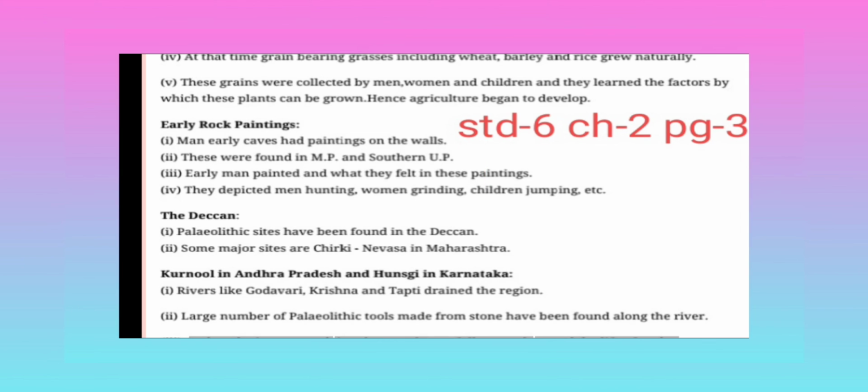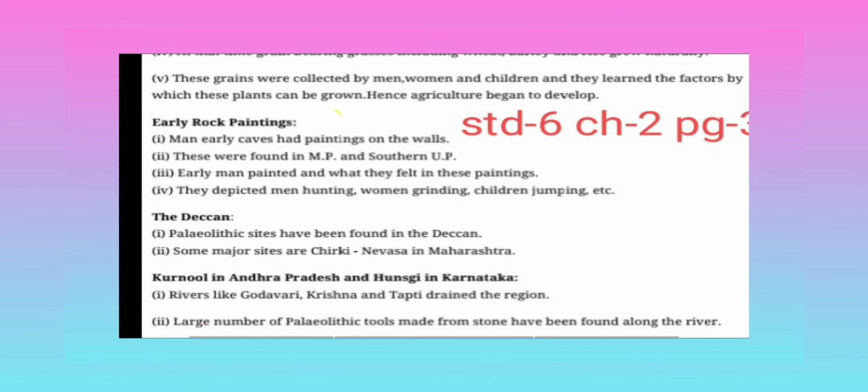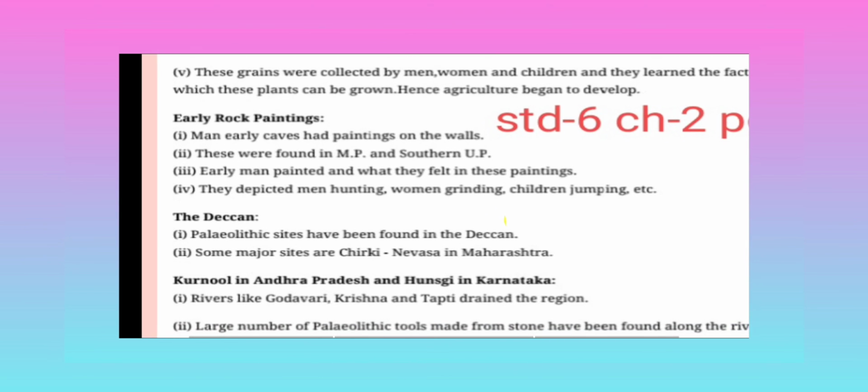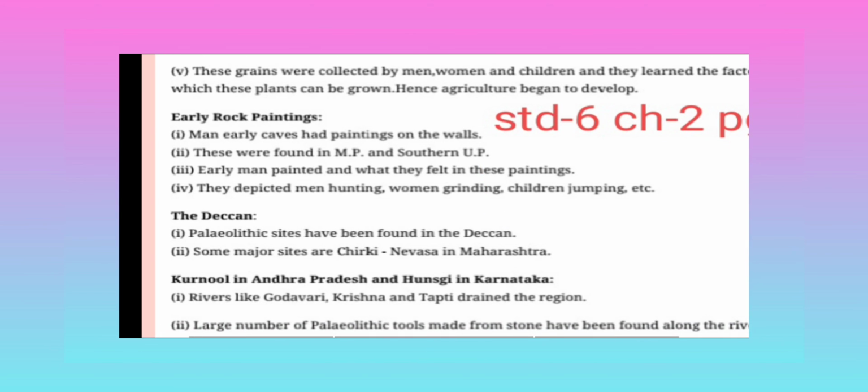Early rock paintings. We have seen the rock paintings and pictures of the wall paintings from the Bhimbetka caves, which are in Madhya Pradesh. First, early man's caves had paintings on the walls. Second, these were found in MP or southern UP. Third, early men painted what they felt in these paintings. Fourth, they depicted men hunting, women grinding, children jumping. It means the people have described what work women were doing and what work men were doing.